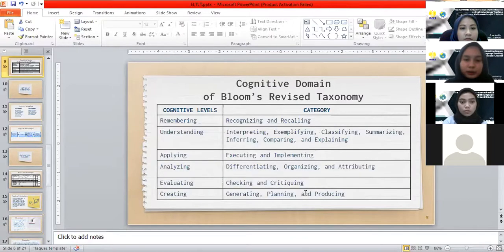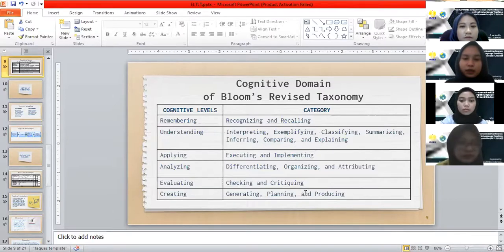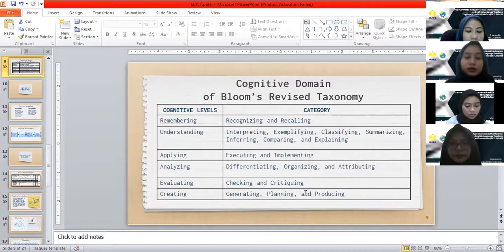And here are the categories of the cognitive levels of Bloom's taxonomy. The remembering level has two categories: recognizing and recalling. Understanding has seven categories: interpreting, exemplifying, classifying, summarizing, inferring, comparing, and explaining. The applying level has two categories, executing and implementing. The fourth level has three categories: differentiating, organizing, and attributing. The fifth level, evaluating, has two categories: checking and critiquing. And the last level, creating, has three categories: generating, planning, and producing.